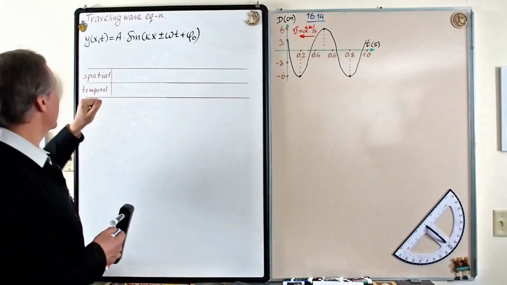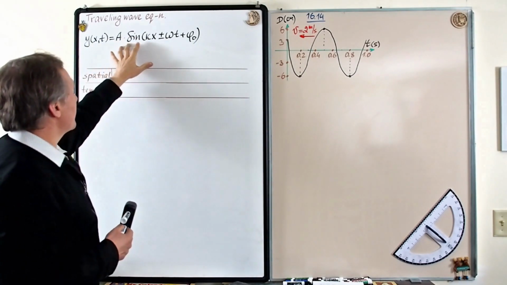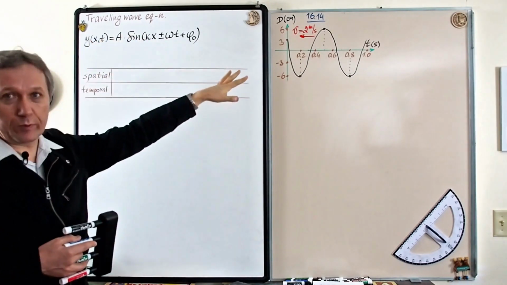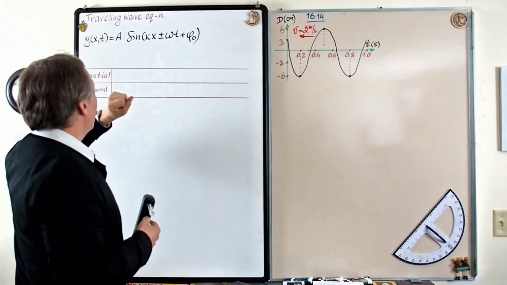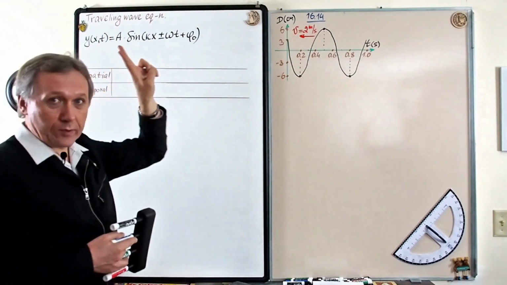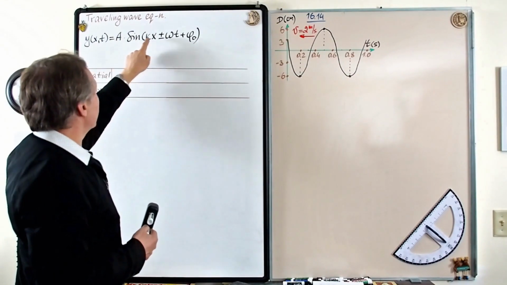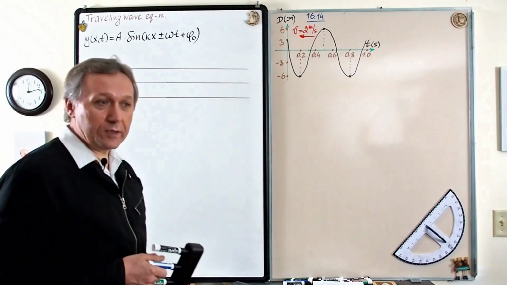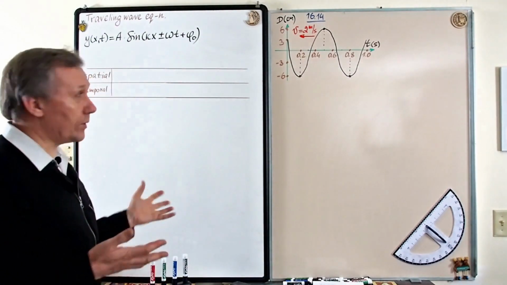Okay, I prepared a few things, right? So let's assume that this is the traveling wave equation, right? Which we discussed in the video. So what do we have here? y is a function of two variables, x and t, and we have A sine(kx plus minus omega t plus phi naught). And now let's just discuss it term by term.